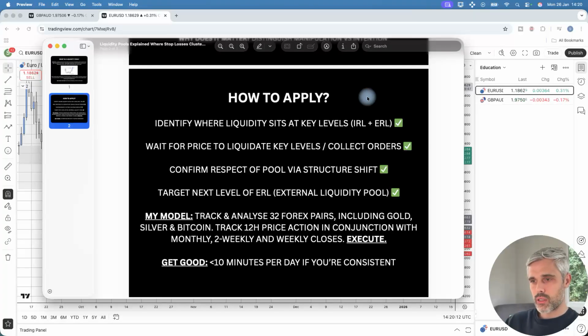So this is exactly what I do time and time again. I trade 32 Forex pairs, including gold, silver, and Bitcoin, and I just trade them in conjunction with higher time frame candles, so weekly, 2-weekly, and weekly closes. And I wait and execute. And once you get good at this, you can do it in 10 to 15 minutes a day, and swing trading becomes a lot more straightforward.